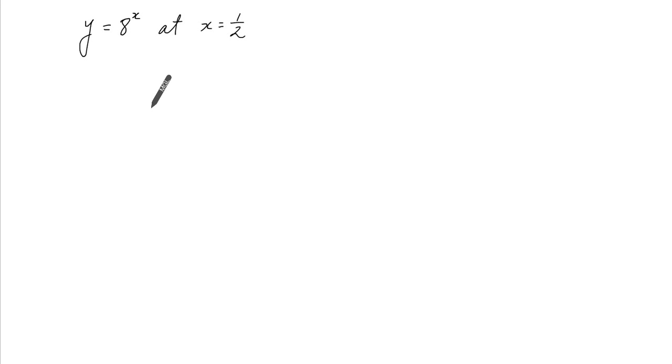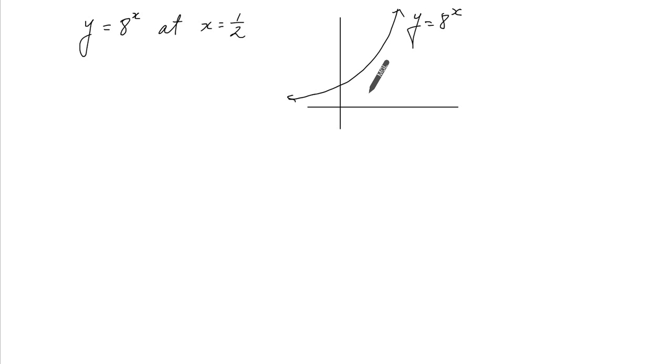Determine the equation of the line that is tangent to this function y at x is equal to a half. So again, the first thing I'm going to do here is sketch the exponential function. Let that be y is equal to 8 to the power of x. And when x is equal to a half, I want to find the equation of the line that is tangent at that point there. Okay, so let me redraw that.